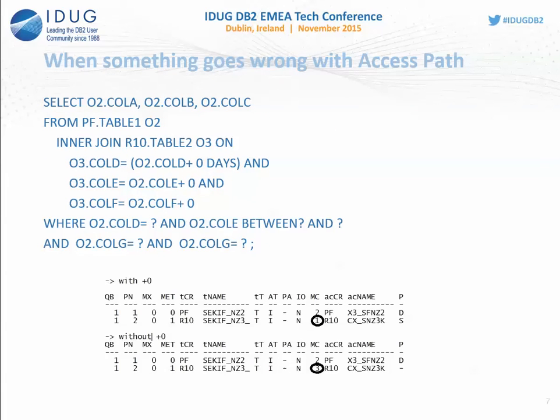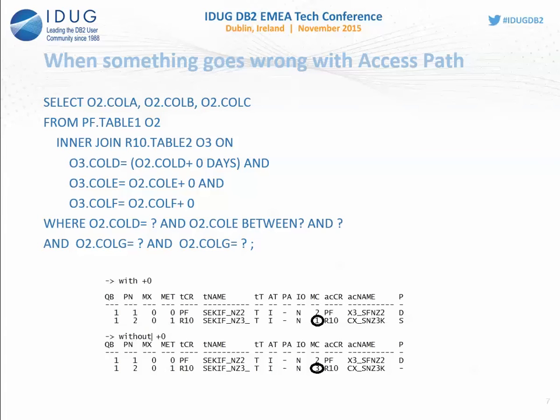We have prepared for this presentation a few examples, and this is the first example of coding SQL. One of the developers decided to add plus zero to the join part of the SQL. Instead of matching columns three, which is the original access path for this SQL without plus zero, he had matching columns one, and so this SQL performed very badly.